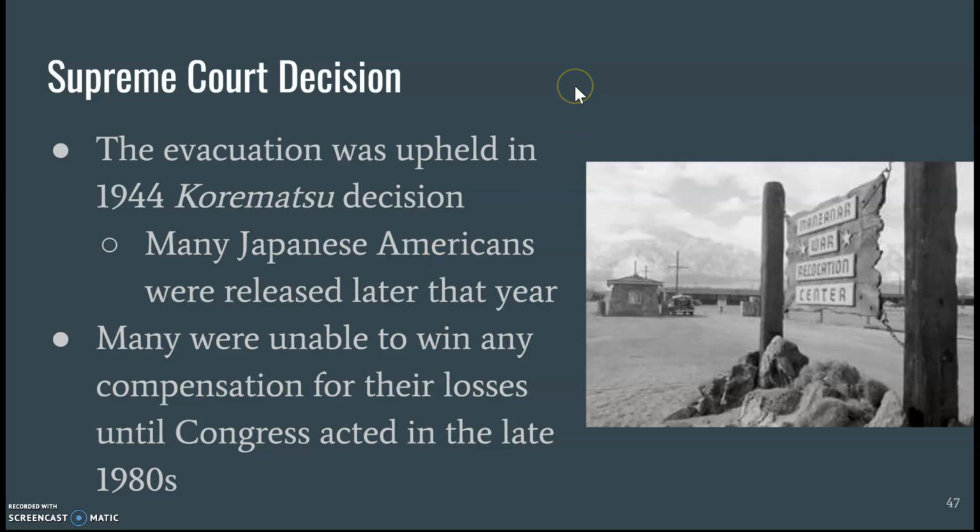It was not found to be unconstitutional, where there was a Supreme Court case, which was Korematsu versus the United States, and this evacuation was upheld. And a lot of people were unable to get any sort of compensation for their losses until Congress acted during the Reagan administration in the 1980s. And even so, it's not really fair that you were uplifted, taken out of your home, and told to do whatever the United States tells you to do.